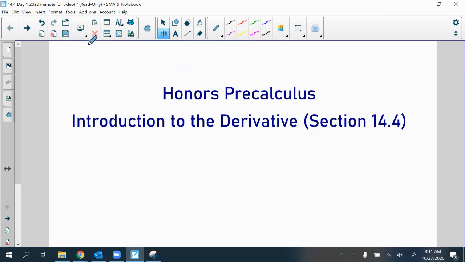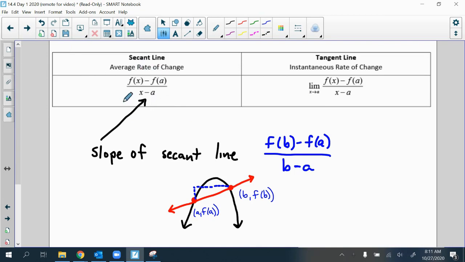This video is an introduction to the derivative. So one thing that we may remember from previous classes is that the slope of a secant line of any particular function f of x is f of b minus f of a over b minus a.